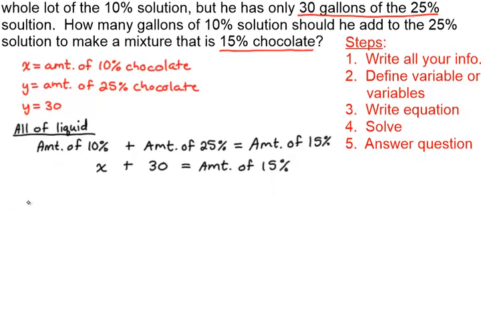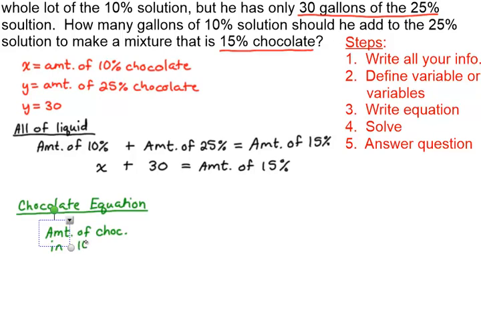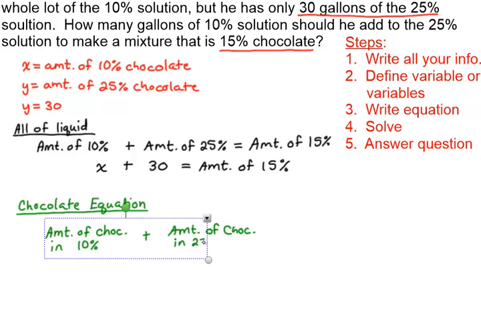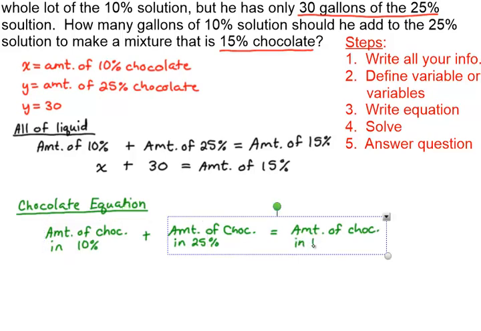Okay? Now what we're going to do is we're going to write an equation just talking about the chocolate. So, chocolate equation. Okay. So basically what we're saying is if I have the amount of chocolate in the 10%, I'm going to add the amount of chocolate in the 25%, and when I add those together, I'm going to get the amount of chocolate in the 15%.